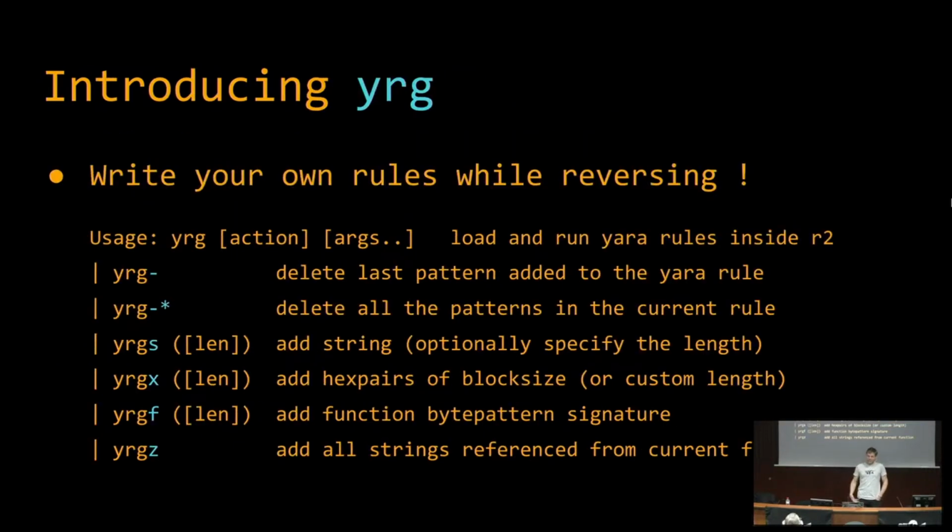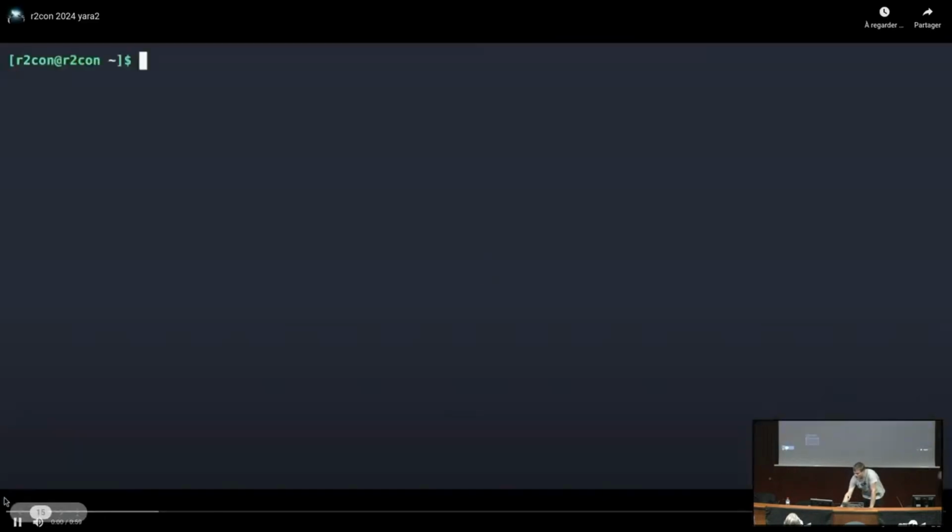And the new novelty, thanks to Pancake, is that now you can create your own Yara rule while you are reversing, directly in r2. So the commands are yrg. That's really helpful because, I mean, if you find a pattern in a binary, you can keep it in your current rule and then reuse it while you are reversing. And it's quite easy to use. I will also show a small demo.